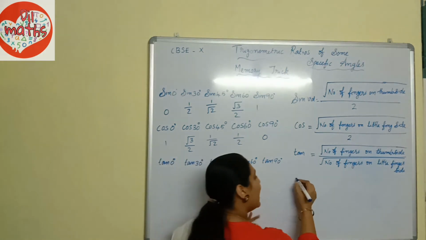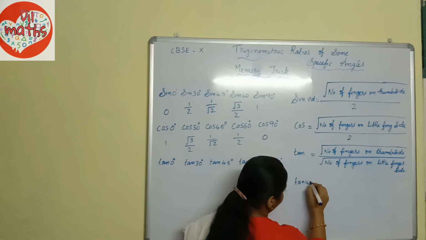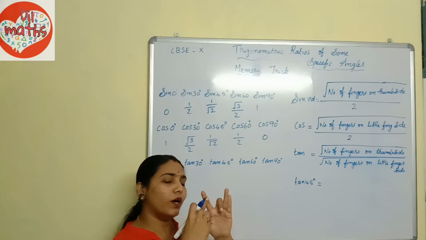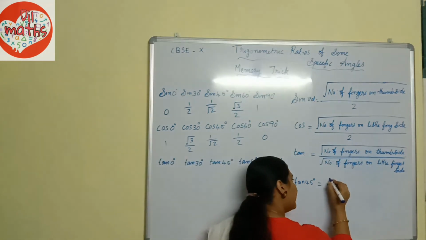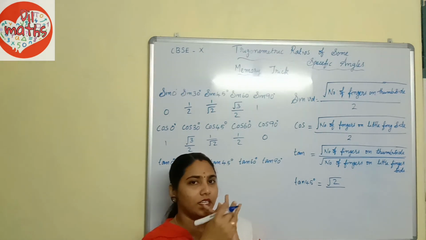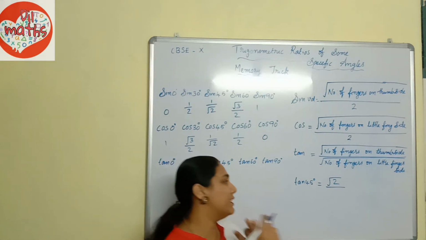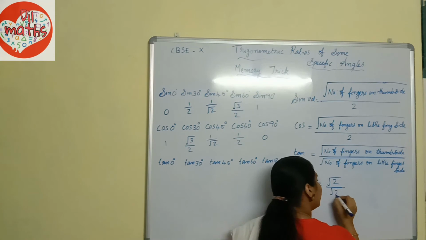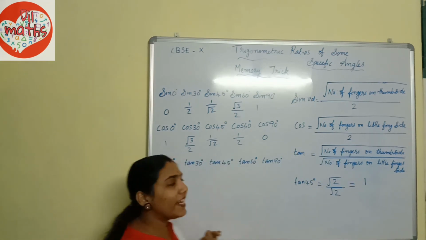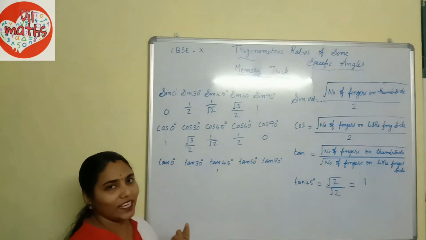So tan 45 is equal to, how many fingers left on the thumb side? 1, 2. 2 fingers. So square root of 2 divided by how many fingers left on the little finger side? 2 fingers. So square root of 2 by square root of 2 is equal to 1. So tan 45 we got as 1. This you already know.